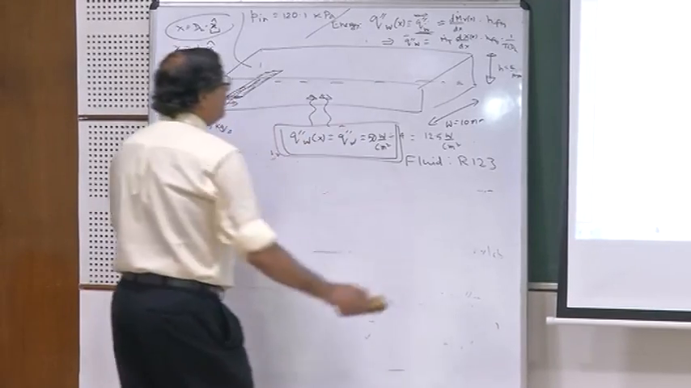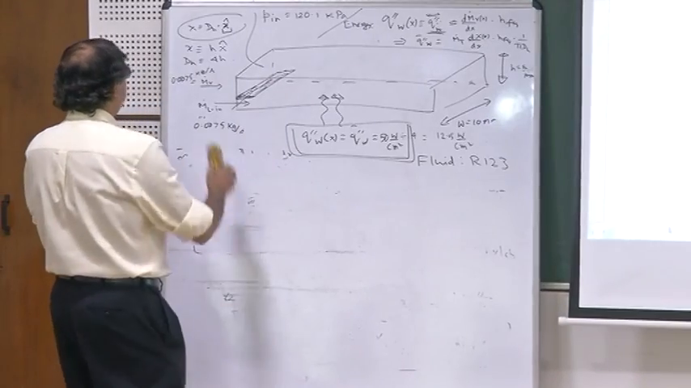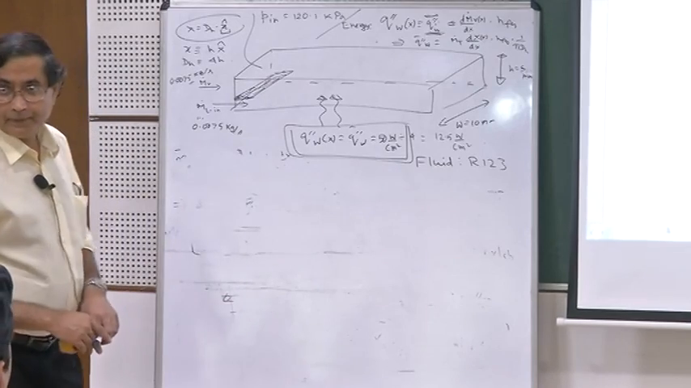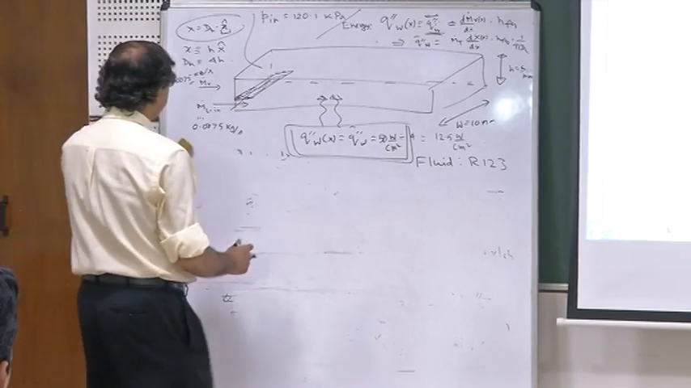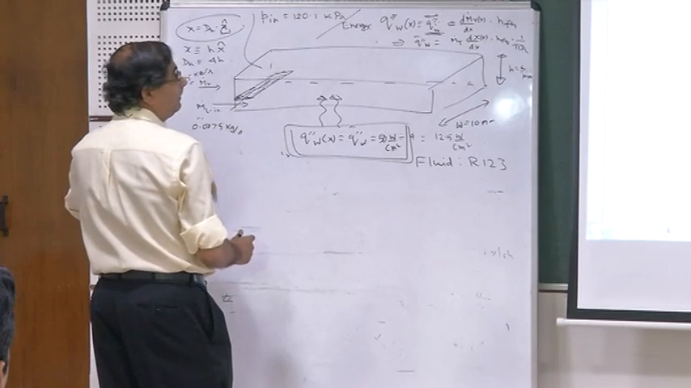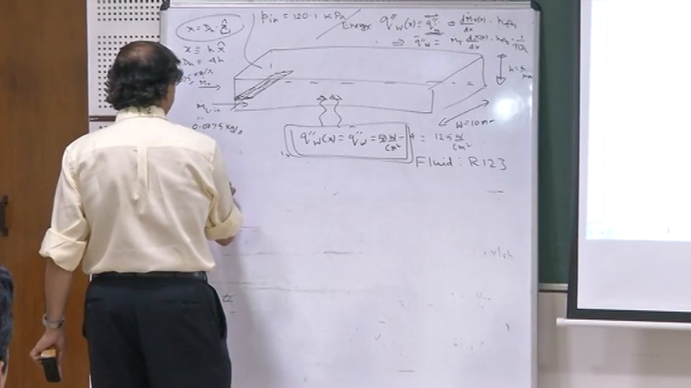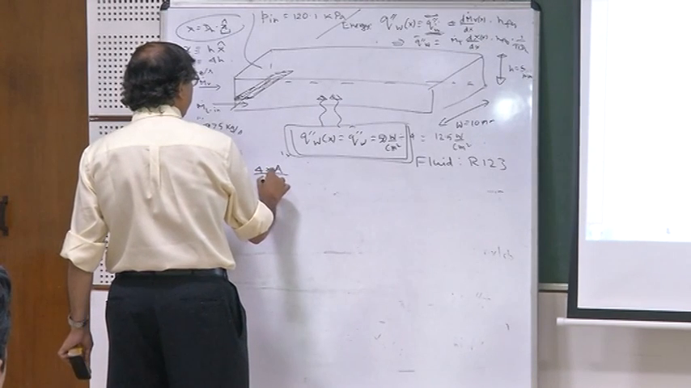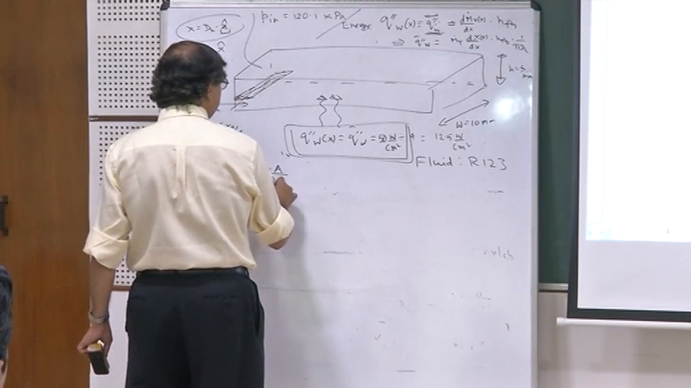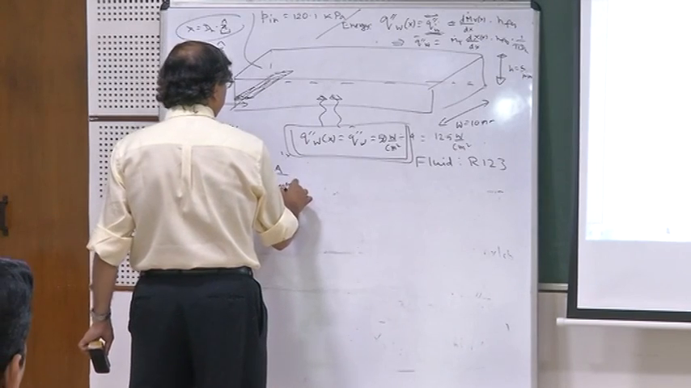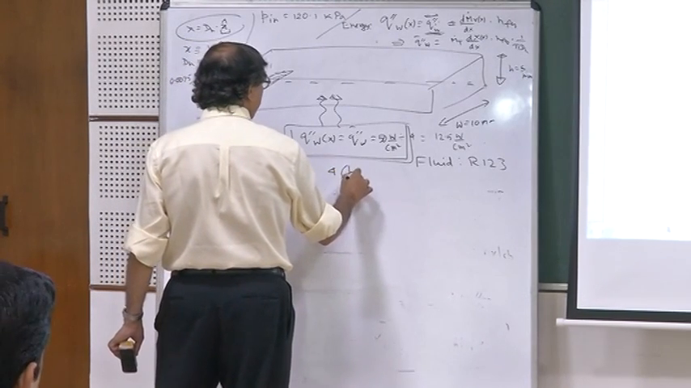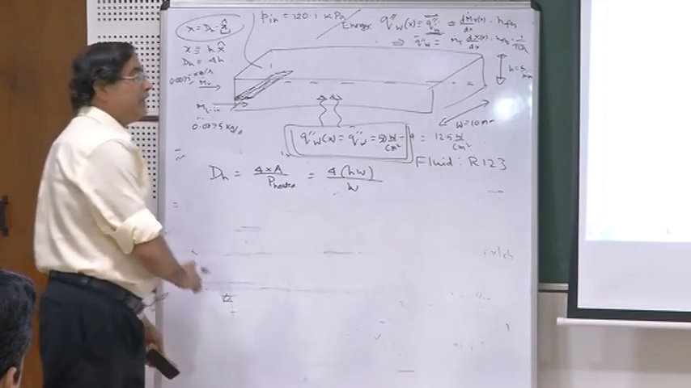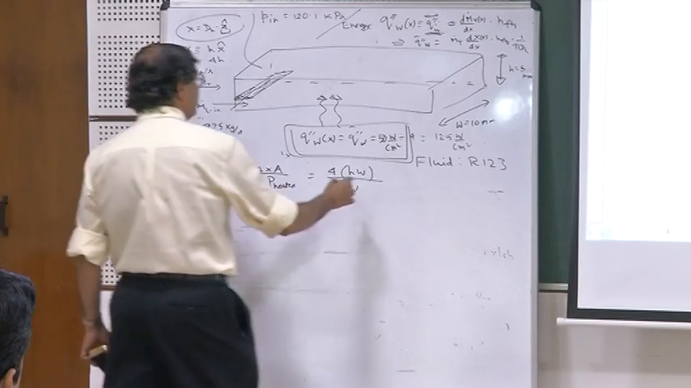Depending on how you define your x caret, you may have a factor of 4 or you may not. That's how it depends on that. So the hydraulic diameter is 4 times the cross-sectional area divided by the perimeter that is heated. This is a rectangular cross-section, so H times W by W, only W is the heated perimeter, so it is 4 times H.